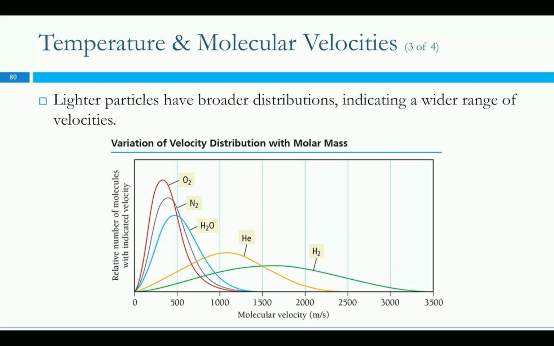So basically, as I increase the speed or the temperature of a gas, everything starts to go faster. We start to get a wider and wider distribution, meaning that we have fewer particles that are going the same speed and more particles that are spread out across all of the possible speeds.